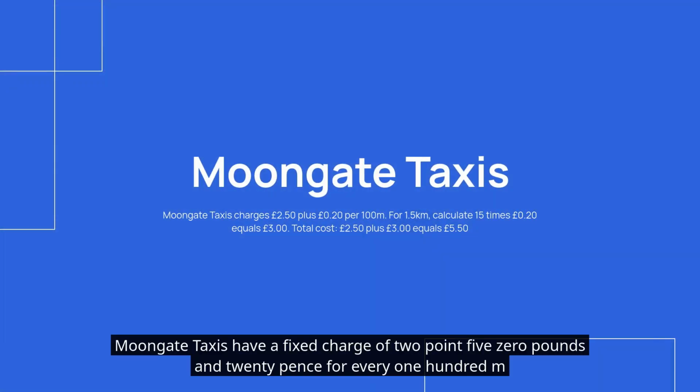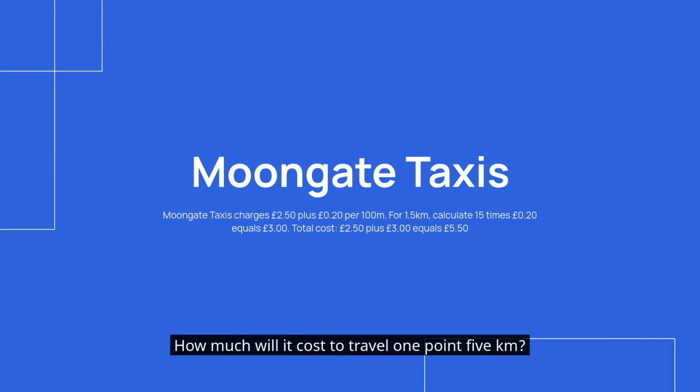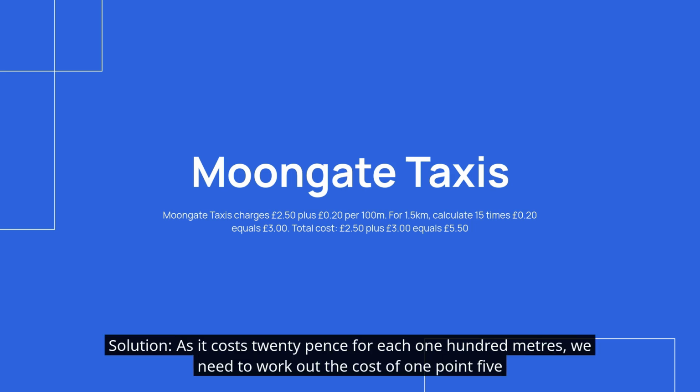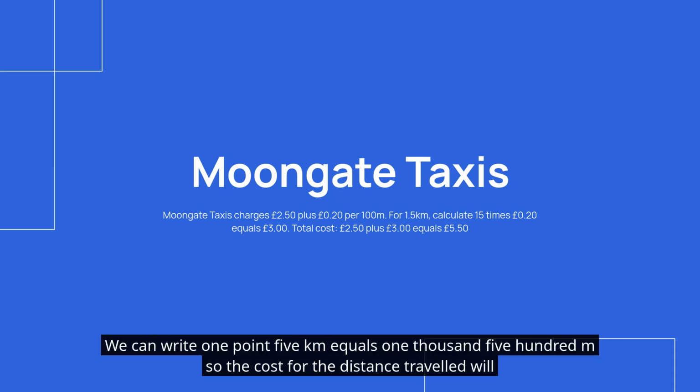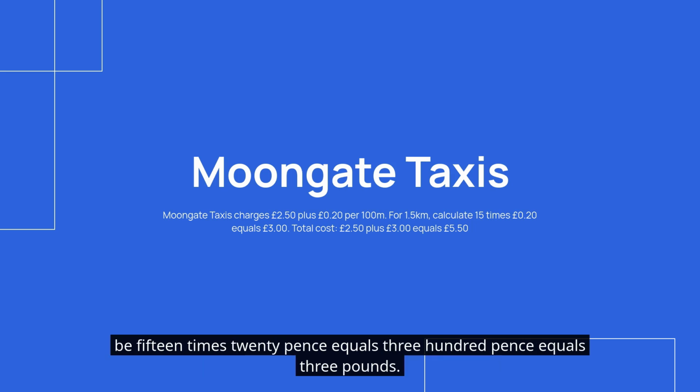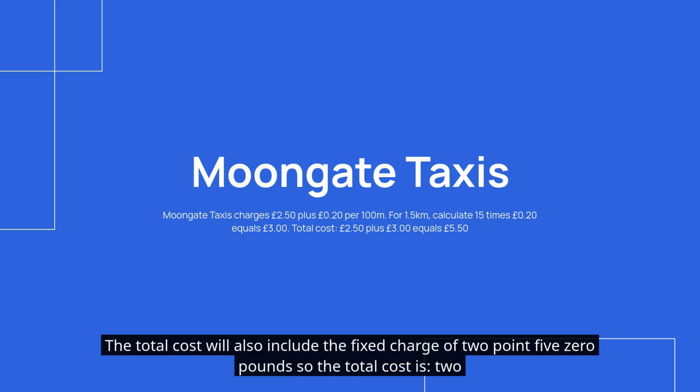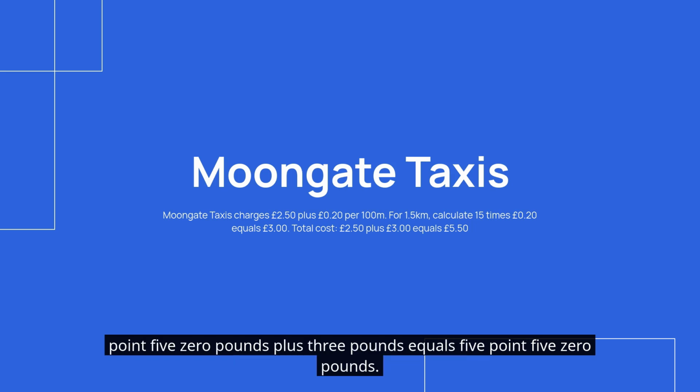Moongate taxis have a fixed charge of £2.50 and 20 pence for every 100 m traveled. How much will it cost to travel 1.5 kilometers? Solution. As it costs 20 pence for each 100 meters, we need to work out the cost of 1.5 kilometers. We can write 1.5 kilometers equals 1,500 meters, so the cost for the distance traveled will be 15 times 20 pence, equals 300 pence equals £3. The total cost will also include the fixed charge of £2.50, so the total cost is £2.50 plus £3 equals £5.50.